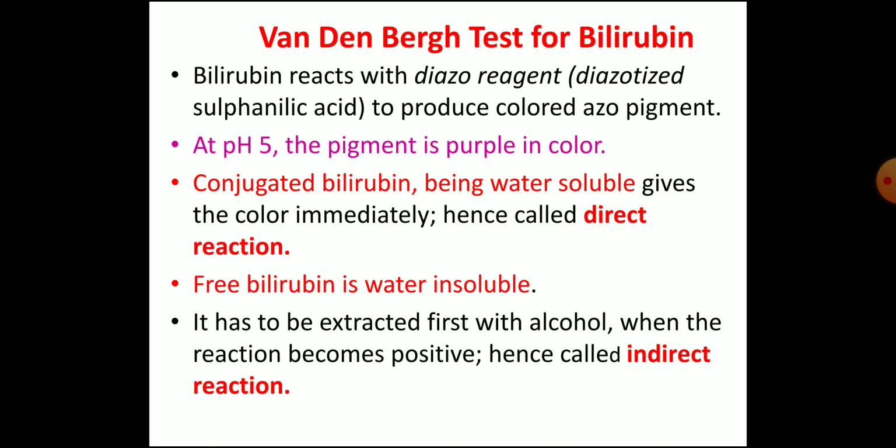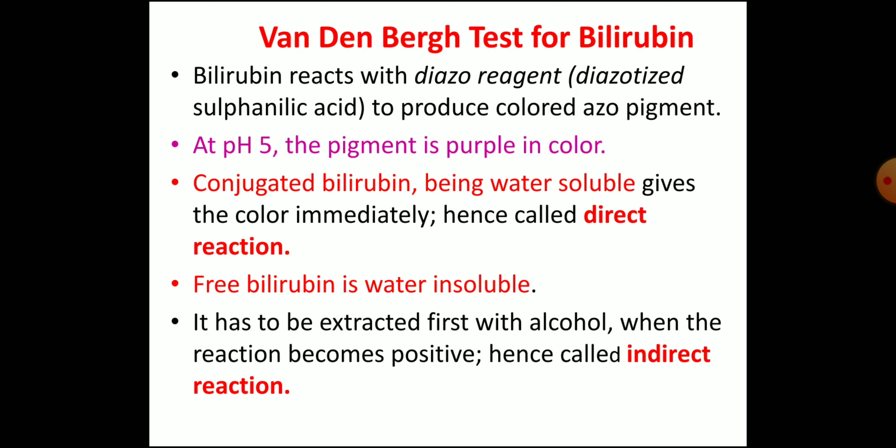Now we have to know the Van den Bergh test for bilirubin. We have already said that at about 2 milligrams per deciliter we can diagnose jaundice. So how do we estimate the bilirubin in the blood? By the Van den Bergh test. Bilirubin reacts with the diazo reagent, that is diazotized sulfanilic acid, to produce a colored azo pigment. At pH 5 the pigment is purple in color, and conjugated bilirubin, being water soluble, gives the color immediately, hence the name direct reaction. And the free bilirubin is water insoluble.